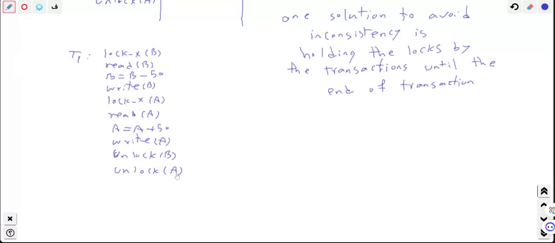Okay, so by this solution, we have a low level of concurrency. Concurrency is decreased because a transaction holds locks and prevents the other transaction from getting their locks, and transactions should wait for other transactions to free the locks, and they do not free the locks until the end of the transaction. So this solution is not so good. We can give another solution.